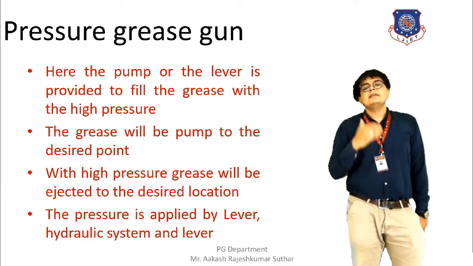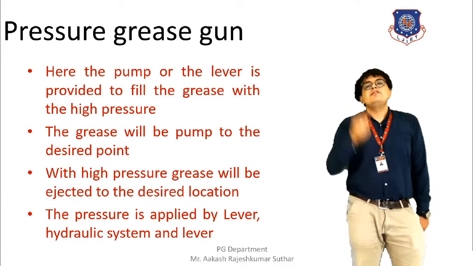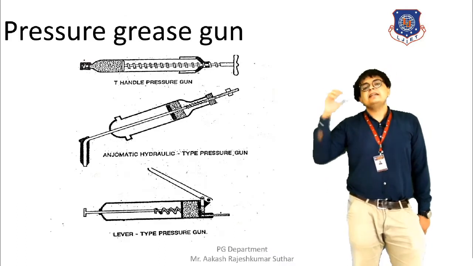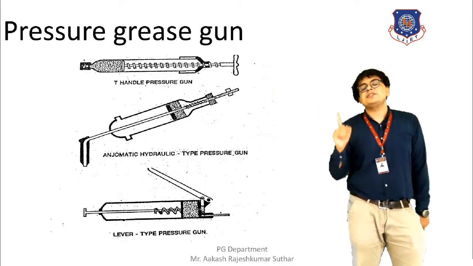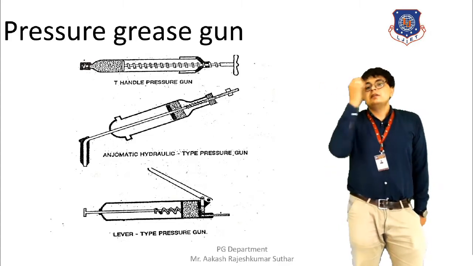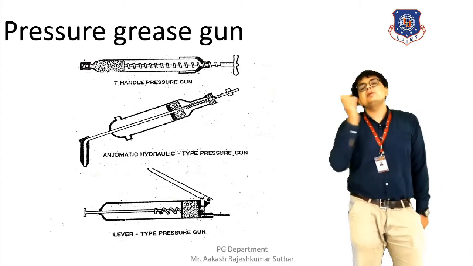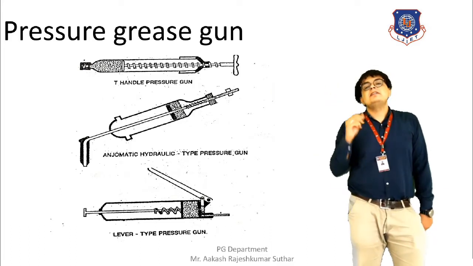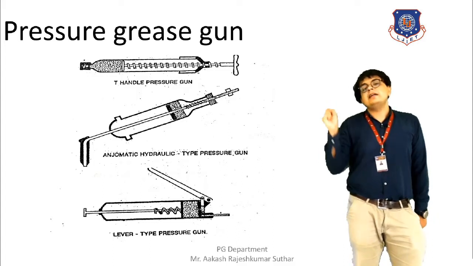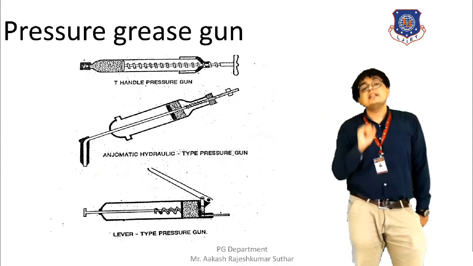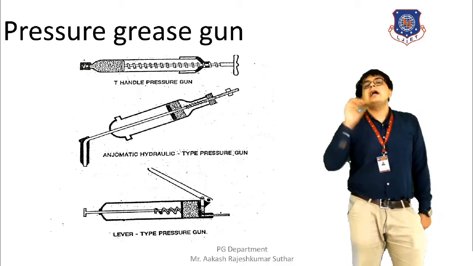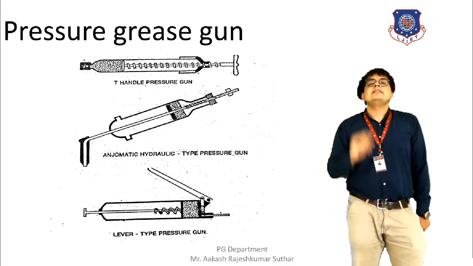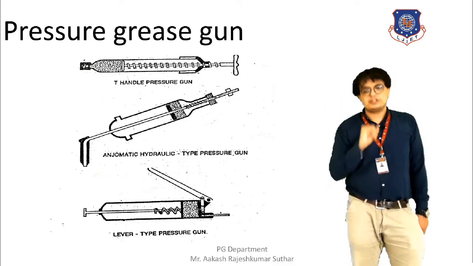So here the grease is filled in the equipment. Moving towards the first, we have a handle pressure gun, where the grease or the lubrication material is filled into the equipment, and we have a handle. By applying pressure on that handle, the pressure will be applied to the grease, and ultimately it will come out, or it is ejected with a high pressure, and as a result we can apply the grease or the lubrication to the required destination.